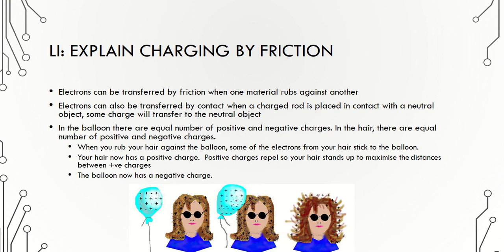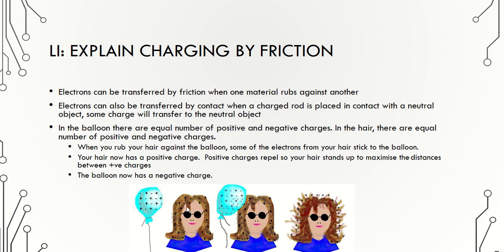Now, so basically charging by rubbing, pretty much the same as charging by friction. You guys all would have done this next little example in the past. So again, electrons can be transferred by friction, rubbing basically. So electrons can be transferred by contact. When a charged rod is placed in contact with a neutral object, some charge will transfer to the neutral object.